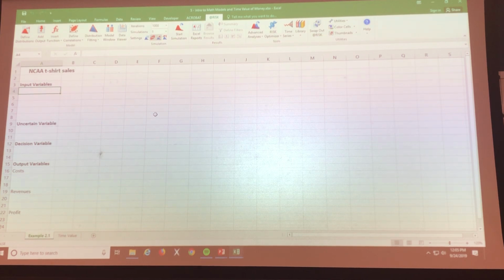We have how much it is per t-shirt. I'm going to move this down to the next line. So we have the variable cost per shirt, and we were told that was $8. Okay. What other costs do we have?